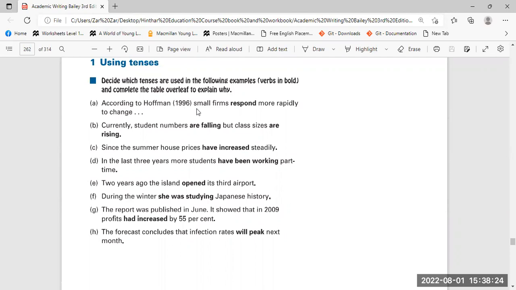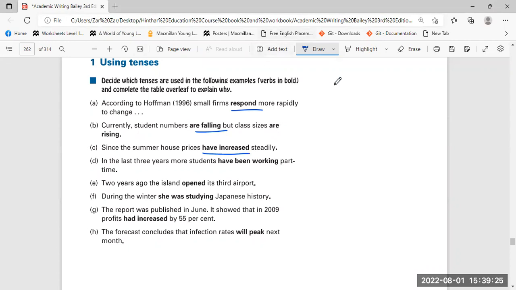According to Humphrey 1996, small firms respond more rapidly to change. What is the tense here? Present. Yes, this is the present tense. And B, currently the students' numbers are falling. The sides are rising, are falling and are rising. Present continuous. Yes, this is present continuous tense. The summer house prices have increased steadily. Have increased. What tense is it, do you know? Past tense. No, no.